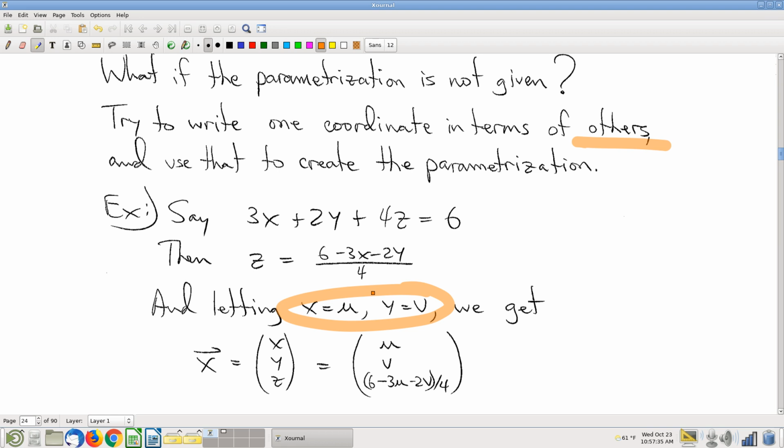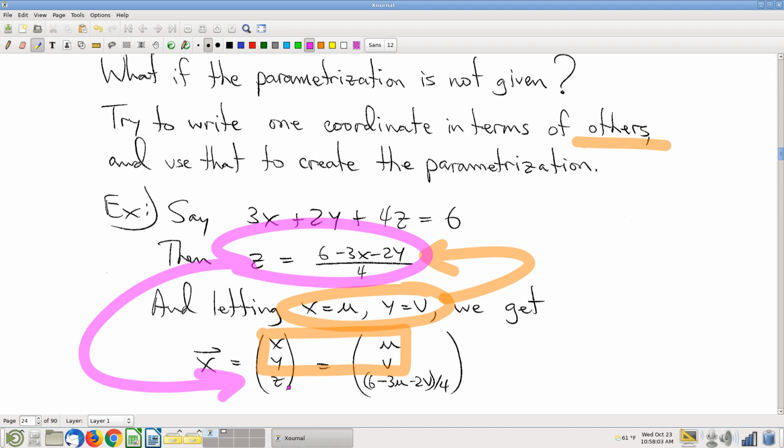Now keep in mind, we're making this parameterization. It's our parameterization. We can do whatever we want in defining it, and what I suggest is that we make it as easy as possible. So let's just define X and Y to be U and V, and notice that everything else works out. If X is U and Y is V, then notice Z kind of has to be that.